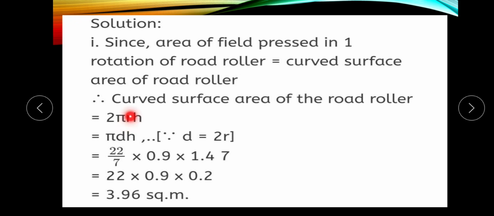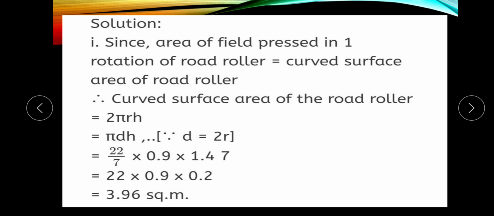Children, 2r we can write as d, that is diameter is twice of the radius. So we are writing pi d h. Substituting the values, the value of pi is 22 upon 7, d is 0.9 and h is 1.4 meter. So please ignore the 7 children.